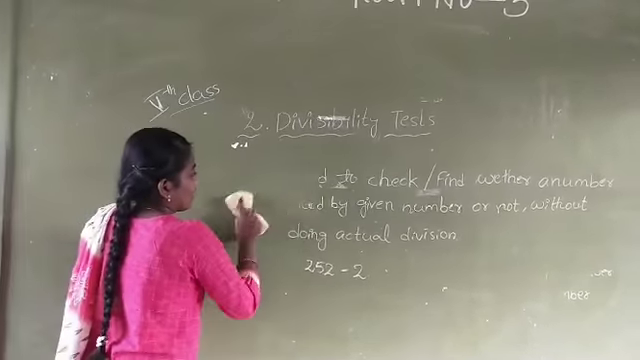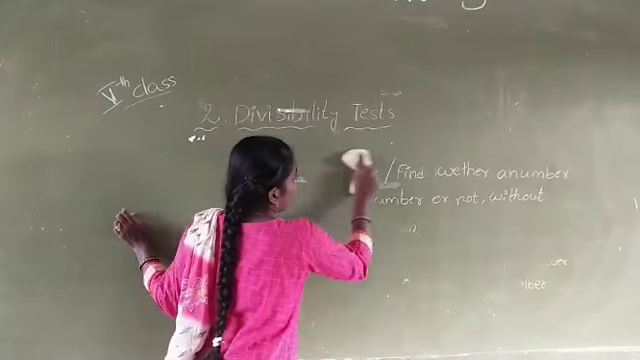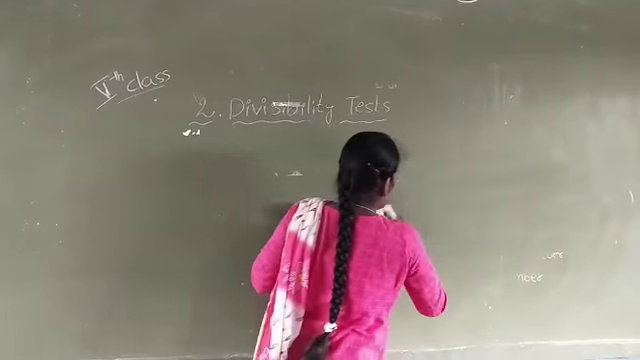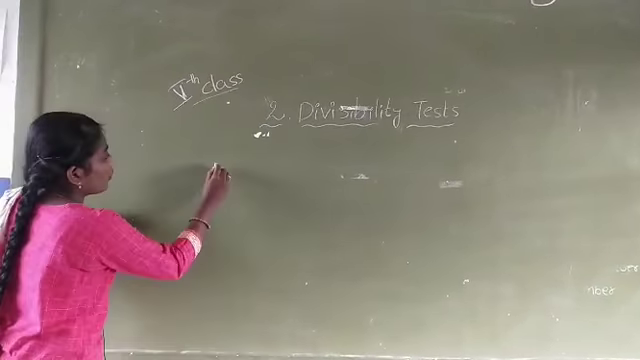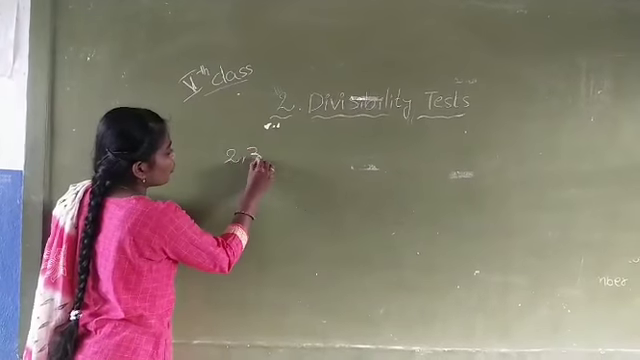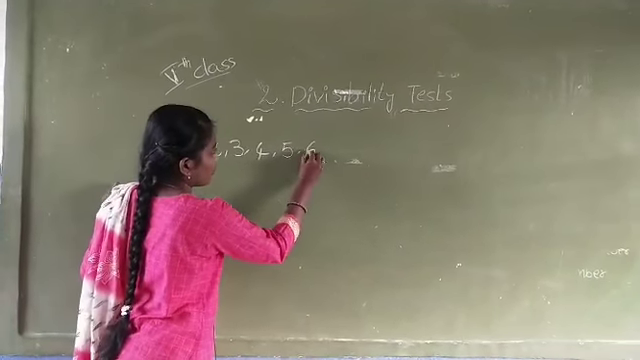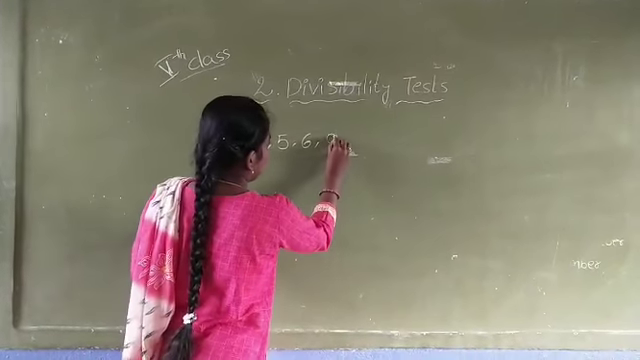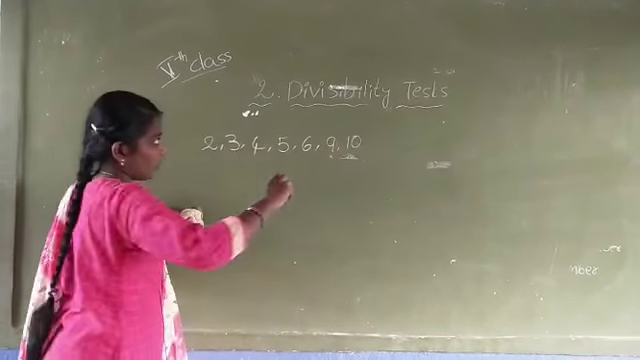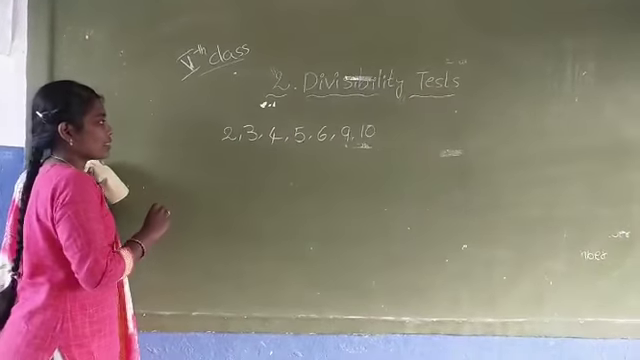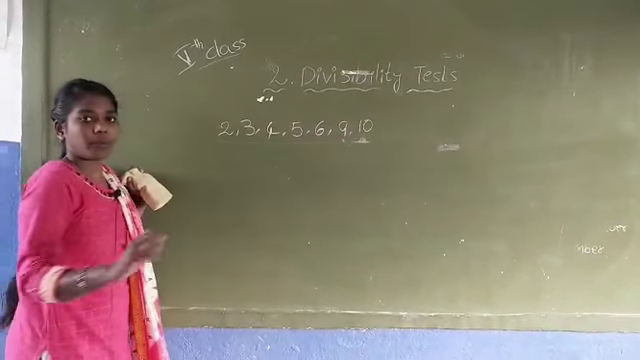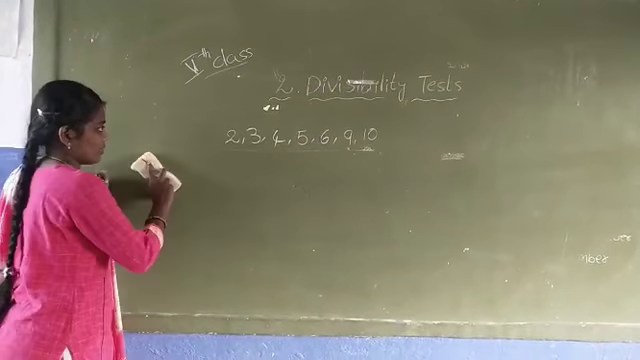In the previous class, we discussed the divisibility test of 2, 3, 4, 5, 6, 9 and 10. We learnt the divisibility test for these numbers. Let us revise once.